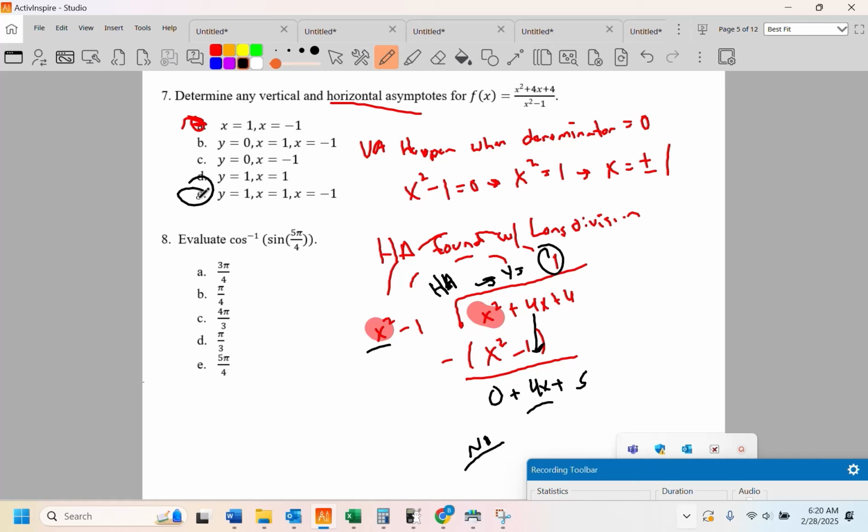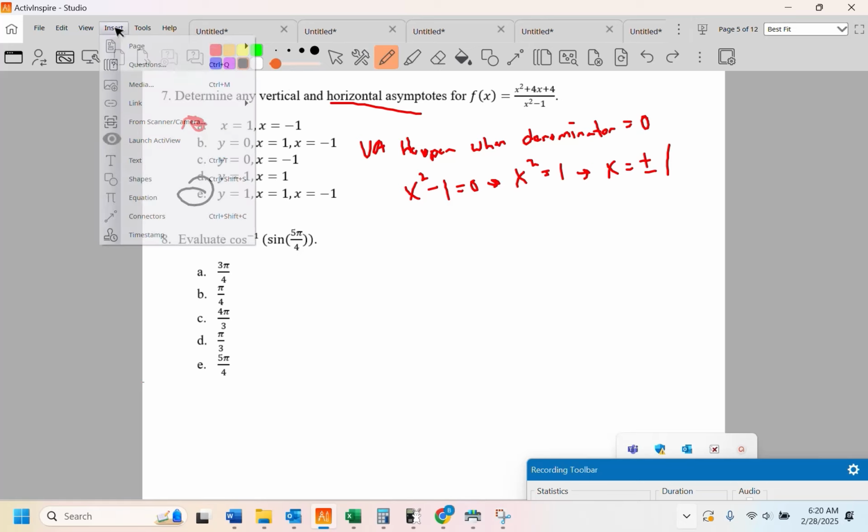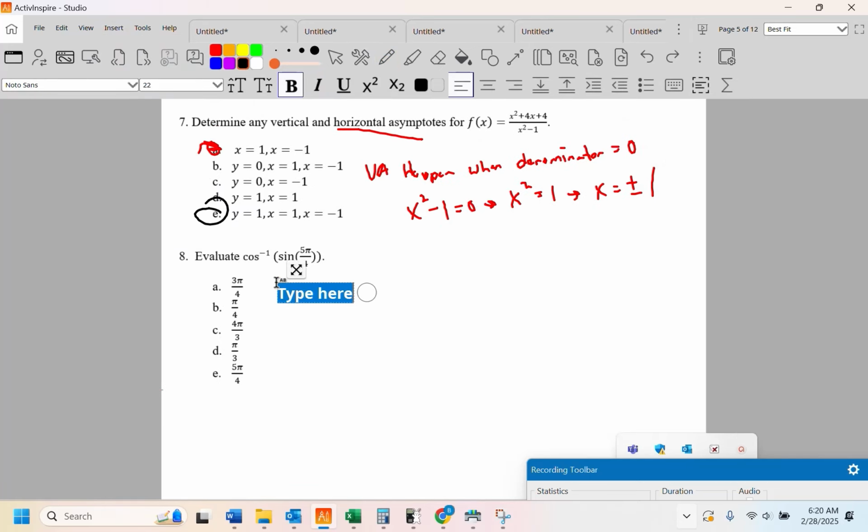8 will be a lot like one of the ones we did earlier. This says evaluate the arc cosine of the sine of 5 pi over 4. Kind of an interesting little problem there. Evaluate the arc cosine of the sine of pi over 4. All right, so now arc cosine is going to return an angle.